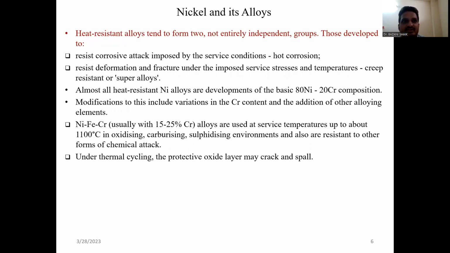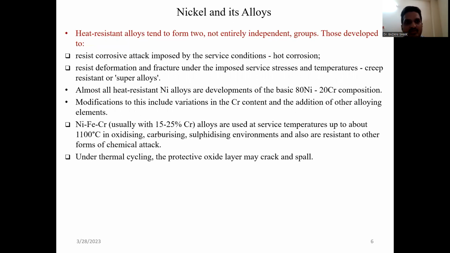In this concept, we have to understand the heat resistant alloys and how they form detailed independent groups. These are developed to resist corrosion, deformation and fracture under improved service pressures and temperatures, as heat resistant super alloys. Almost all these heat resistant nickel alloys are developments of the basic 20 nickel and 20 chromium composition, with modifications such as variations in the chromium content and the additions of other alloy elements.